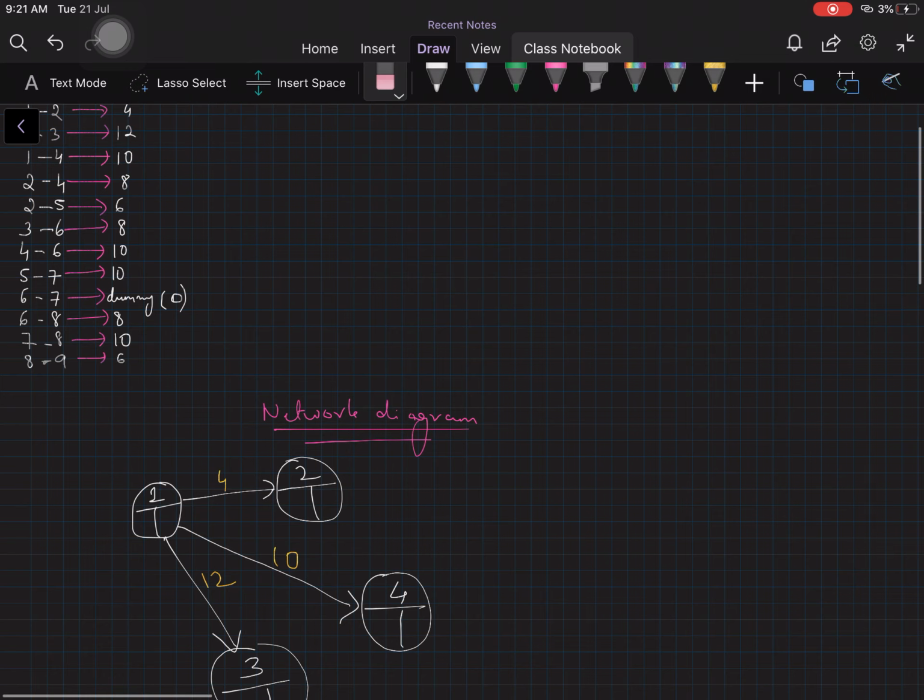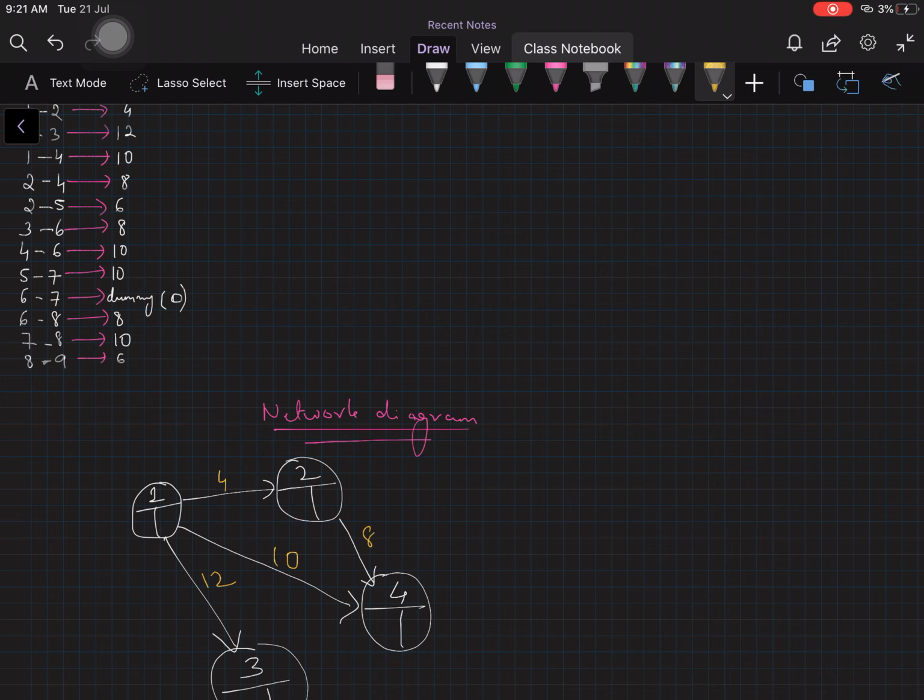Now what is the next activity? We have 2 to 4 as the next activity. Events 2 and 4 are already there, so we just need to connect them, from 2 to 4, with the arrow towards 4. What is the duration for 2 to 4? It is 8 hours. So I'm writing 8 along the arrow.